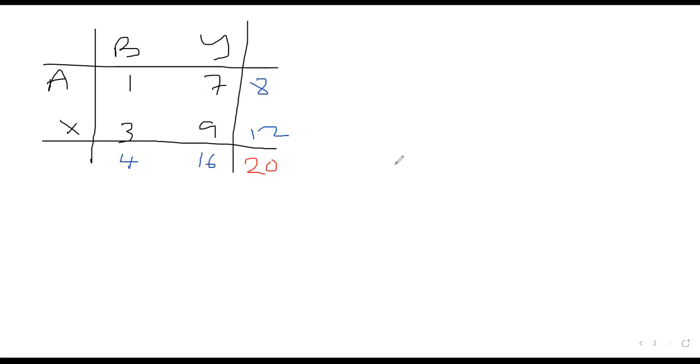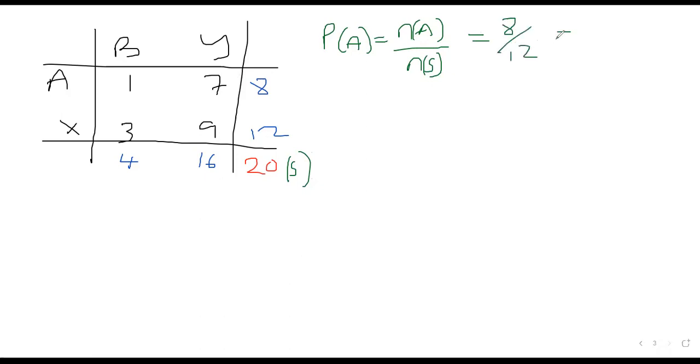So how do you find the probability of A? Remember from the formula, I said it's a number of A over the sample space. And our sample space is the total of all events. So that is our sample space here. To find the probability of A, we get the total for A, which is 8 over what? 12. So this will be 0.4. What is the probability of B therefore? The total for B here is 4 over 20 is 0.2. What is the probability for X?